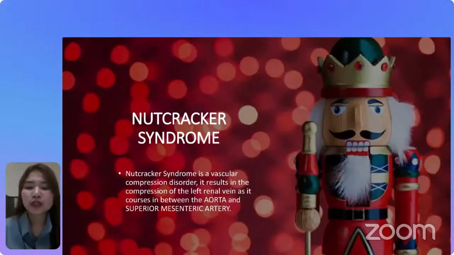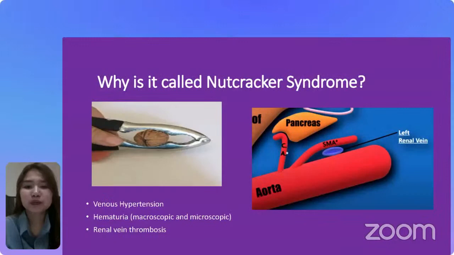Nutcracker syndrome is a vascular compression disorder. It results in the compression of the left renal vein as it courses in between the aorta and the superior mesenteric artery. Why is it called nutcracker syndrome? The condition has this name because the compression resembles a nutcracker cracking a nut.